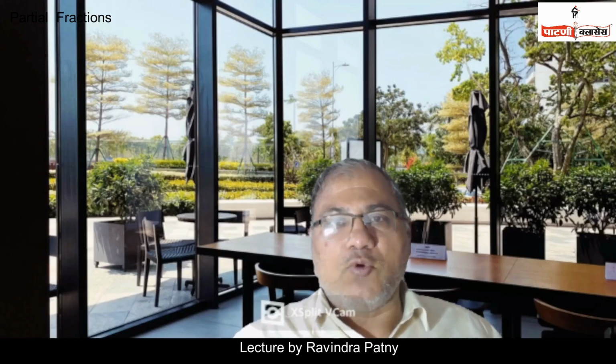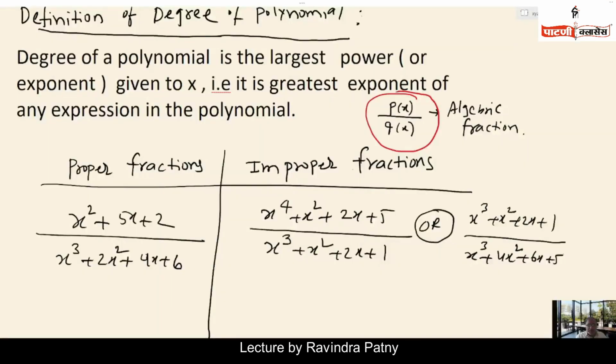In the case of partial fractions, we must know two types of fractions. One is proper fractions and the other is improper fractions. Now I am going to talk about proper and improper fractions, and let us understand them by taking an example. Let us consider an algebraic fraction p of x upon q of x.